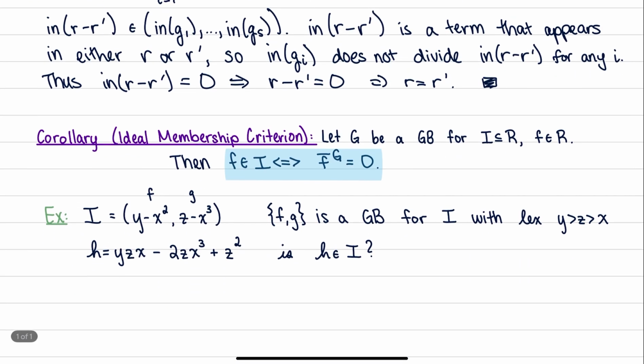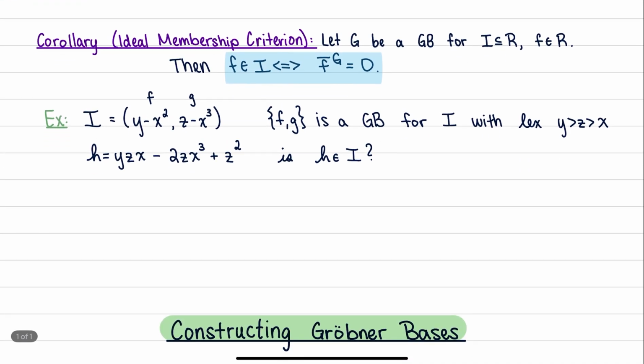Let's do an example. So let's look at this ideal I, generated by these two polynomials that I'm calling f and g. For now, I am going to boldly claim that this is a Gröbner basis with this Lex ordering and this ordering on the variables. For now, take me on faith that that's true. And let's consider this polynomial h. And we want to know, is h an element of I or not? So let's use this ideal membership criterion. Let's do the division algorithm.